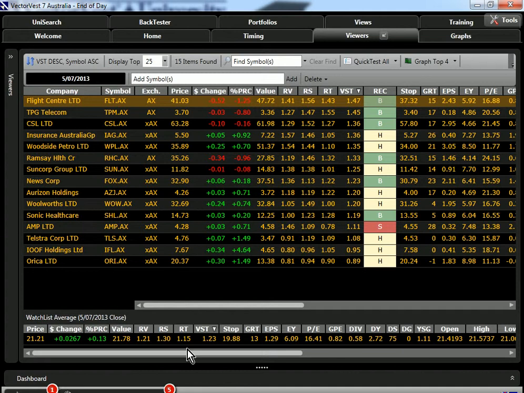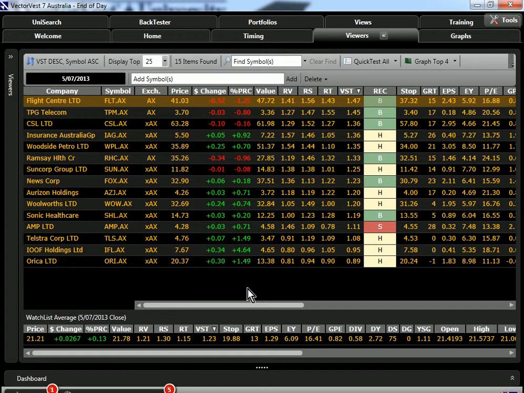So overall, our portfolio is in an uptrend. Average VST of 1.23, that's good. Average earnings growth rate is at 13% over the next 1 to 3 years. Our average earnings per share is at 1.29. We're even collecting some dividends as well. We can see the average dividend yield is 2.72. So overall, a pretty good portfolio.